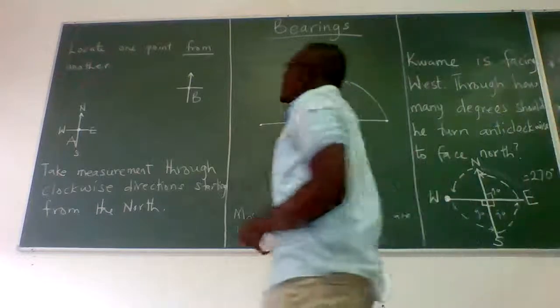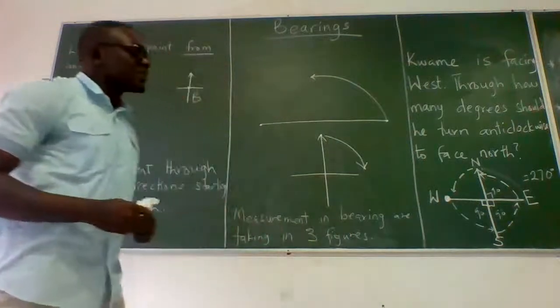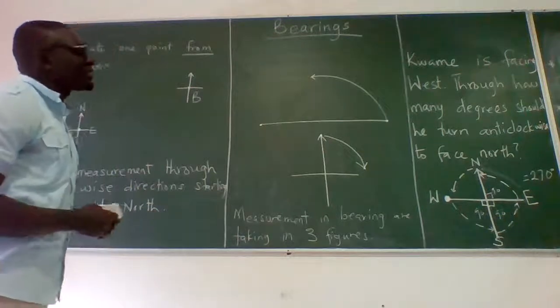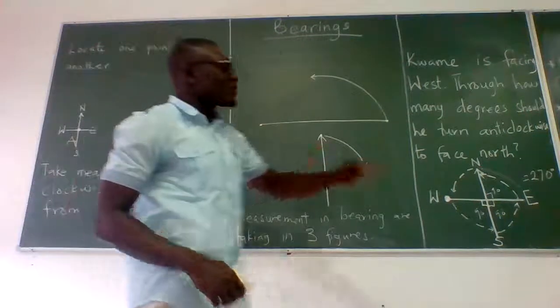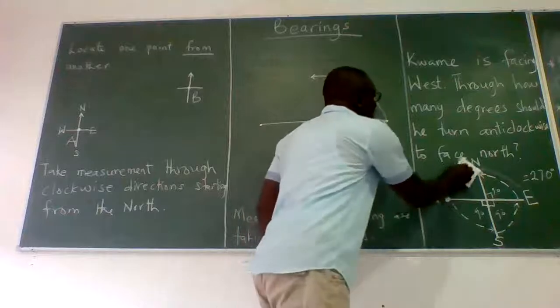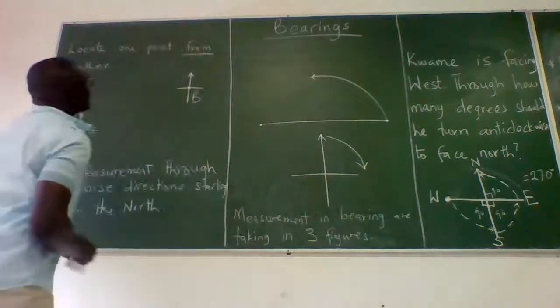So this is basically what we are going to do today. We are going to check what the bearings are going to be. This was just on normal directions, which has to do with angles. Now we look at examples from bearings.